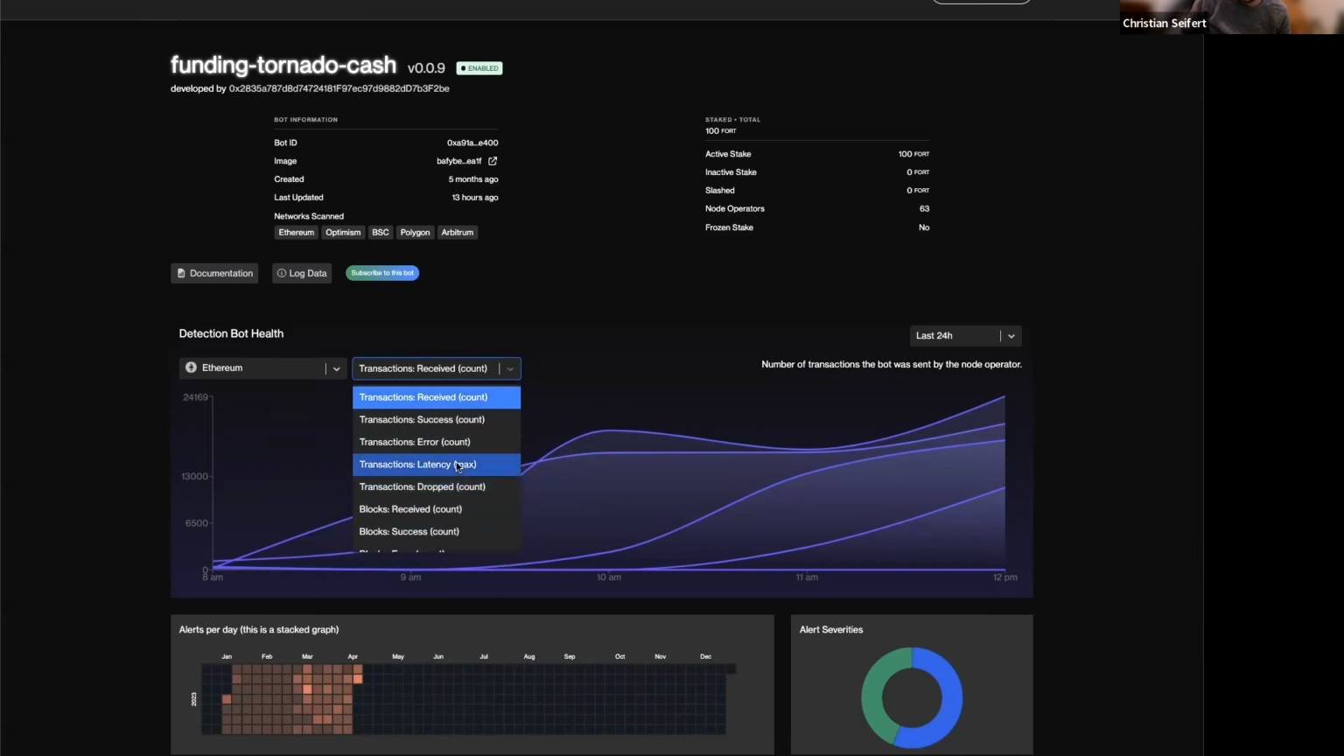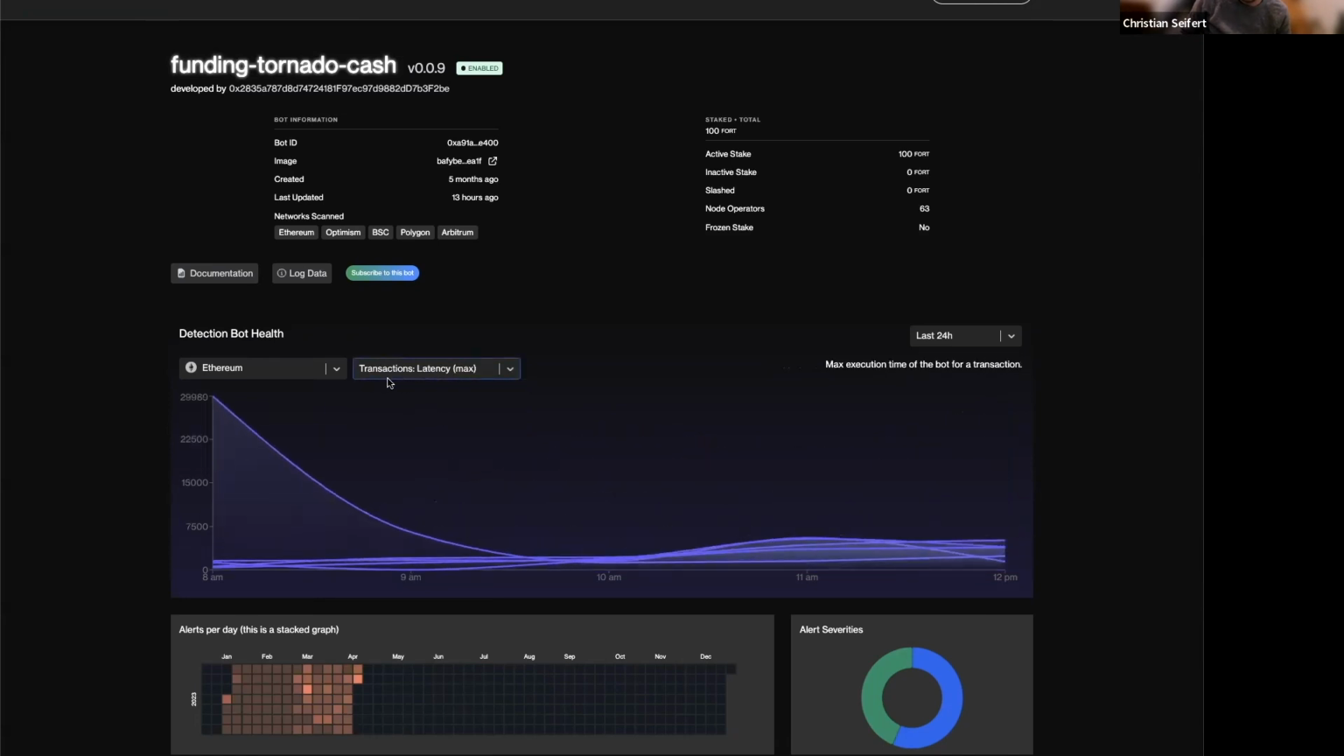And one value to look at is latency. So this is the max latency of a transaction. As you see here, yesterday the max latency was 30 seconds. But you see also that it varies significantly based on the scan node that the bot is deployed on.